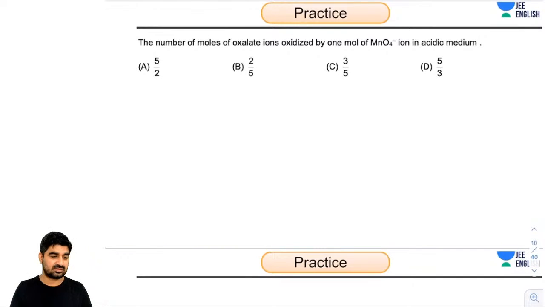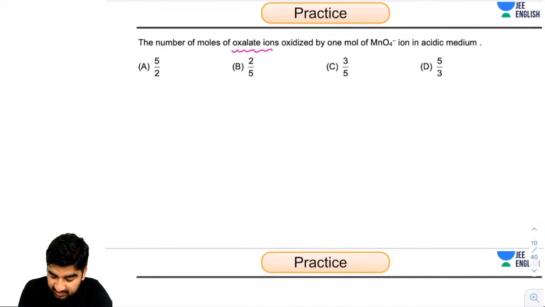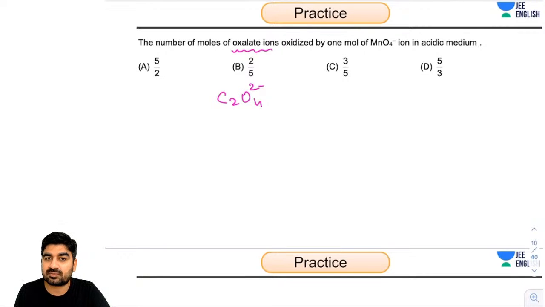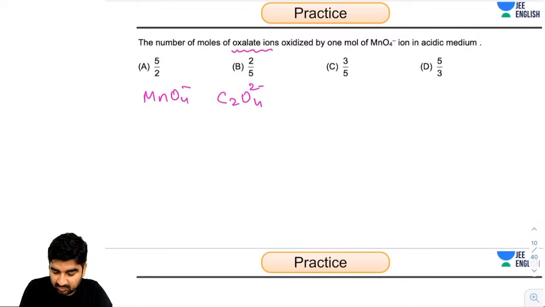Be fast, be fast. What are oxalate ions, guys? Tell me. So, guys, oxalate ions are C2O4 2 minus, and the number of moles of oxalate ion oxidized by 1 mole of KMnO4. Now, this is MnO4 minus.